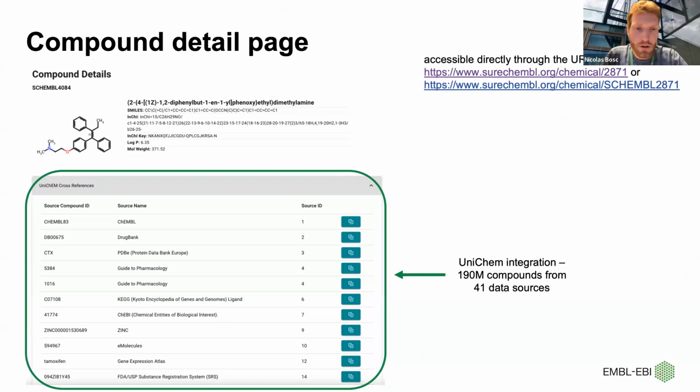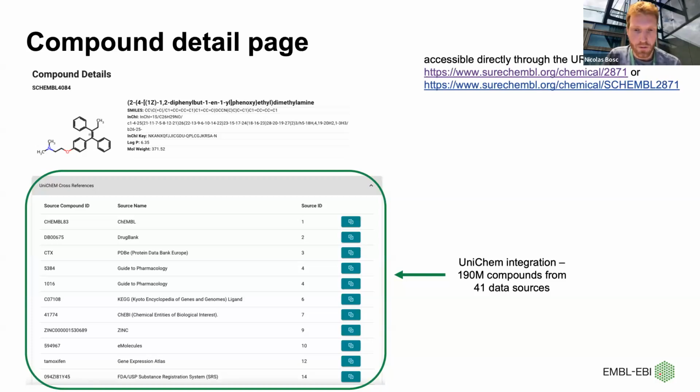When you look at a compound in particular, note that you can access a compound by its SureChEMBL ID directly through the URL, where you just have to type the SureChEMBL ID after the classic URL. You can find, using UniChem, in which other data sources this compound is available. And just to mention here that UniChem, our cross-referencing system, contains at the moment almost 190 million compounds from 41 data sources.